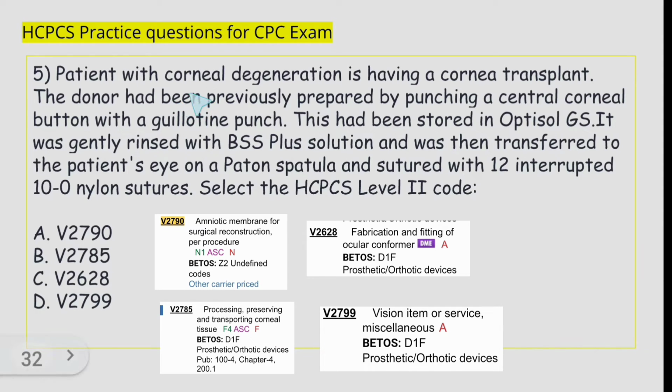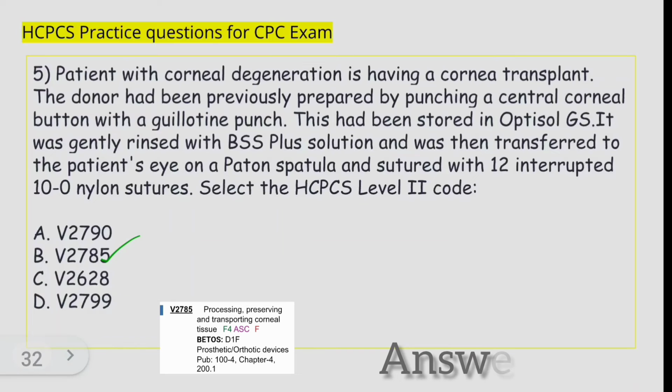So read the question. What have they performed? A patient with corneal degeneration is having a cornea transplant. The donor had been previously prepared by punching a central corneal button, it had been stored, and then it was transferred to the patient's eye. So the right code matching the description is V2785, that is processing, preserving and transporting corneal tissue. Here they have processed the tissue, stored it and transferred it, so it is matching with V2785. All the other options are wrong. The right answer is option B.